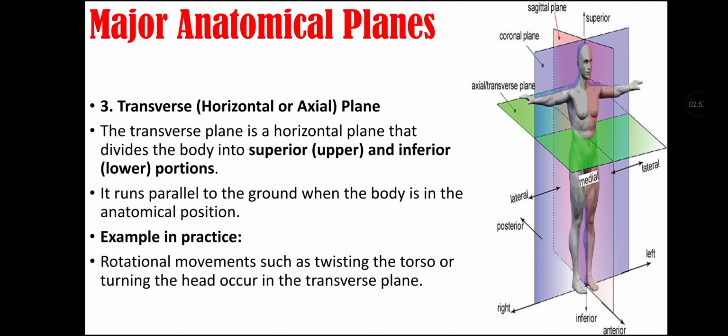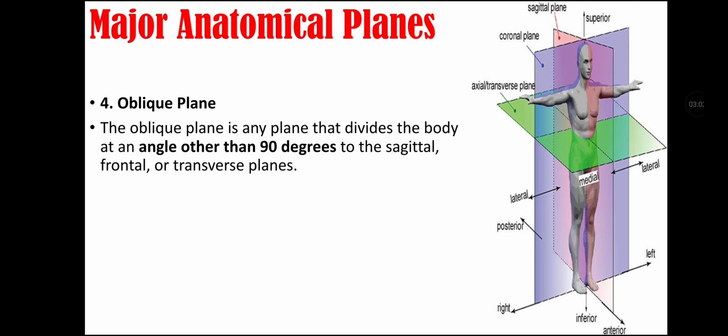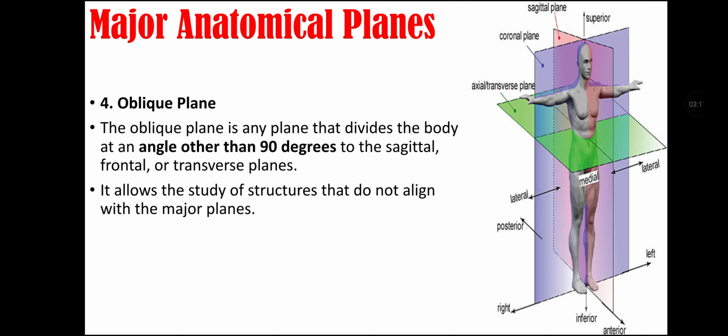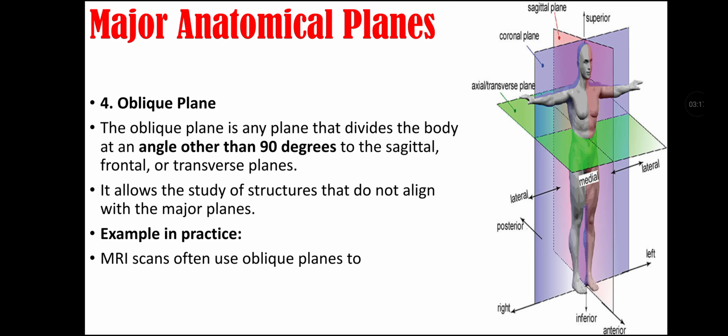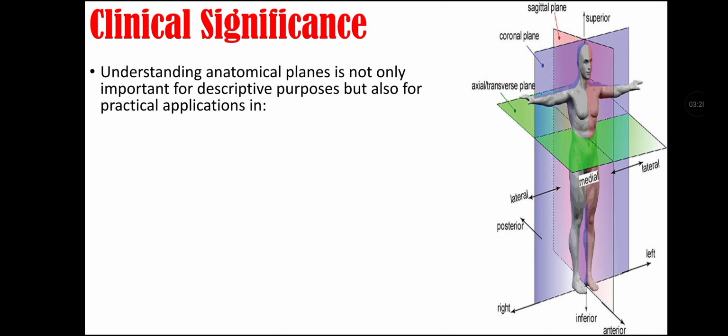The next anatomical plane is the oblique plane. The oblique plane is any plane that divides the body at an angle other than 90 degrees to the sagittal plane, frontal plane, or transverse plane. It allows the study of structures that do not align with the major planes. An example in practice of the oblique plane is MRI scans that often use oblique planes to provide better imaging of certain organs or tissues. Clinical significance of anatomical planes.